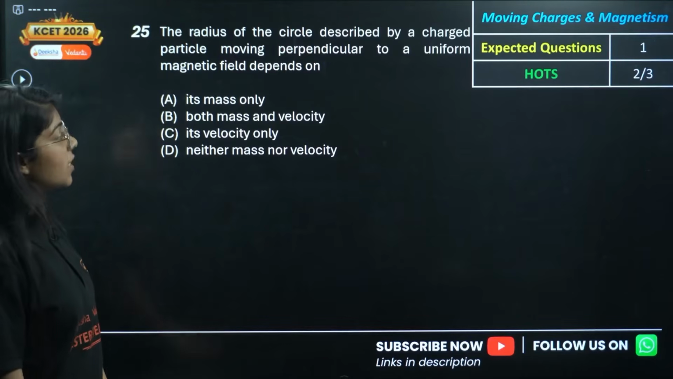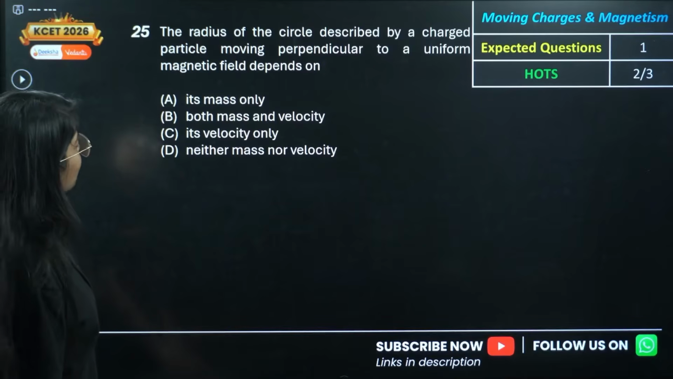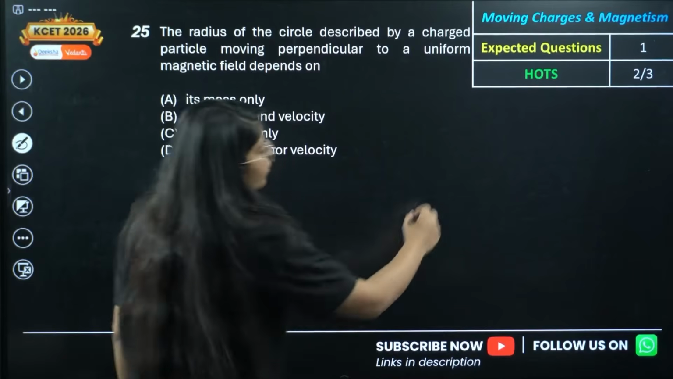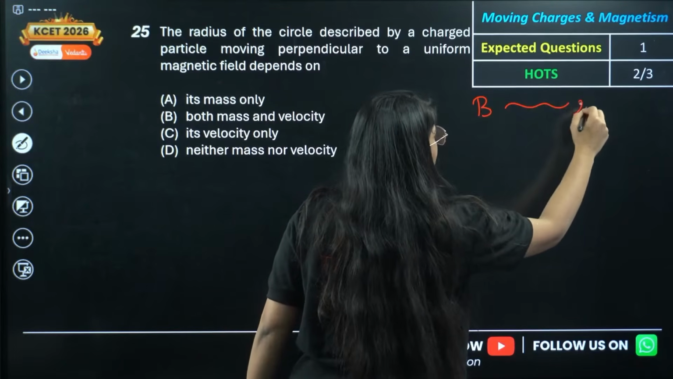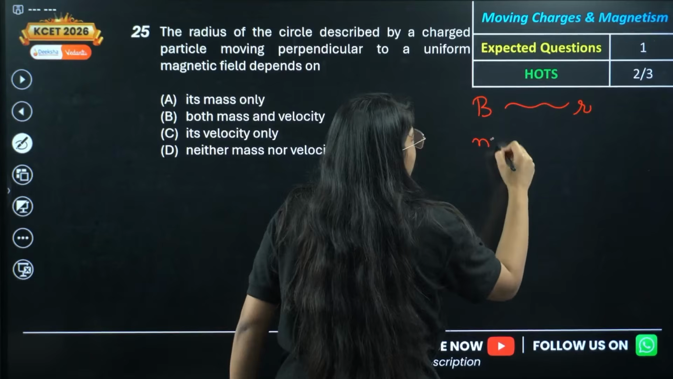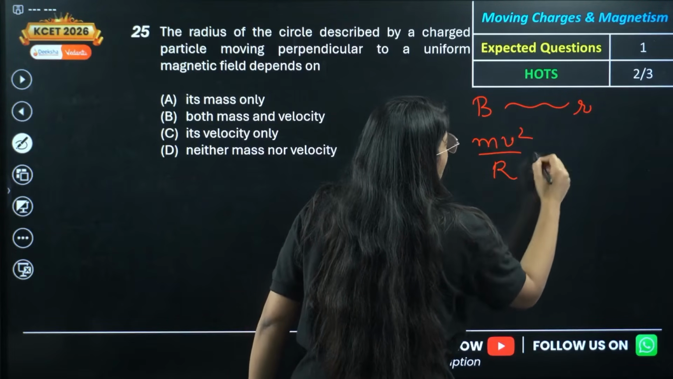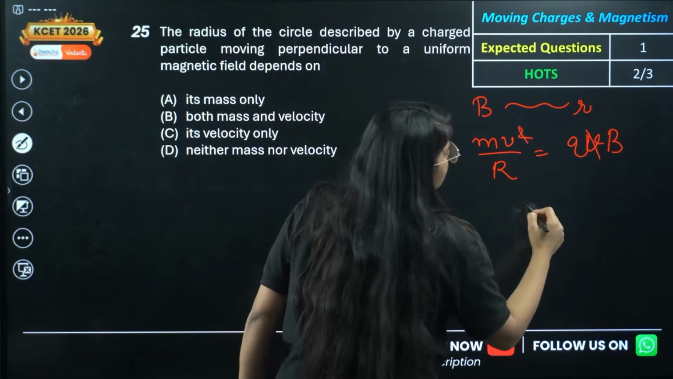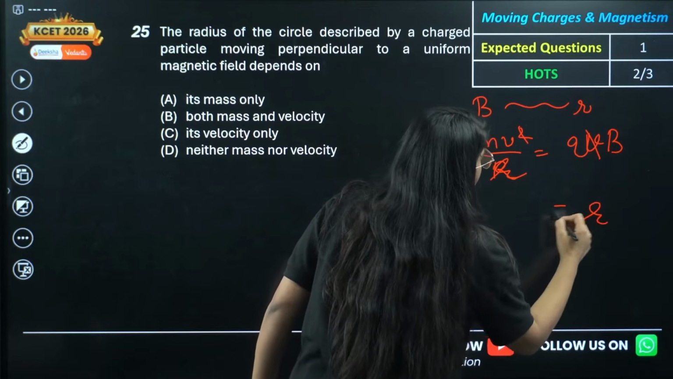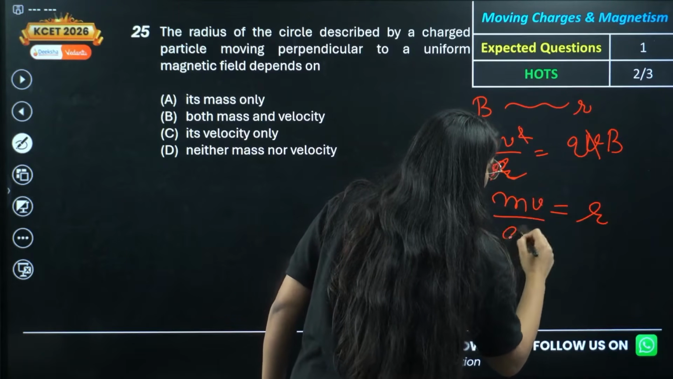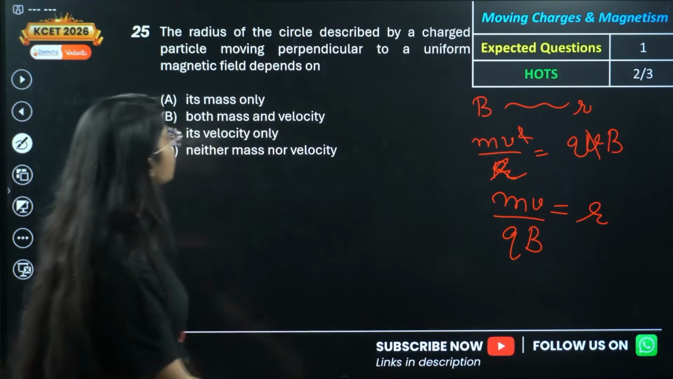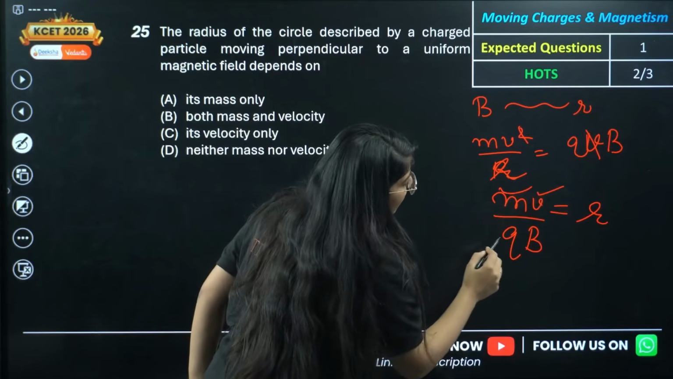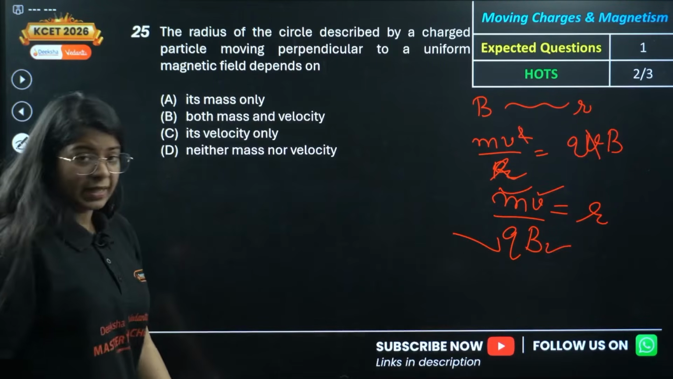The radius of the circle described by a charged particle moving perpendicular to a uniform magnetic field. Now, uniform magnetic field and radius, some kind of relationship? Yes, ma'am. This was mv square by r, and this was qvB, correct? So we can write r. So r was mv divided by qB, correct? So this depends on its mass, its velocity, its charge and its magnetic field strength.